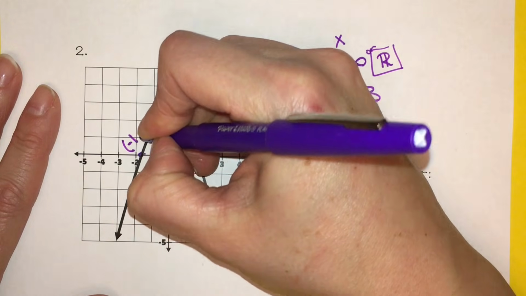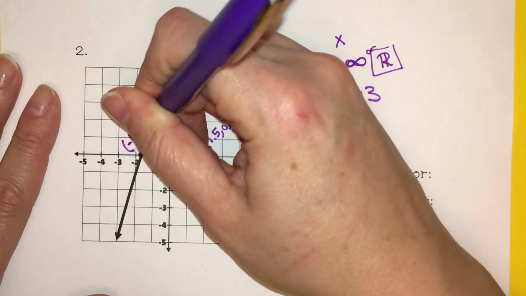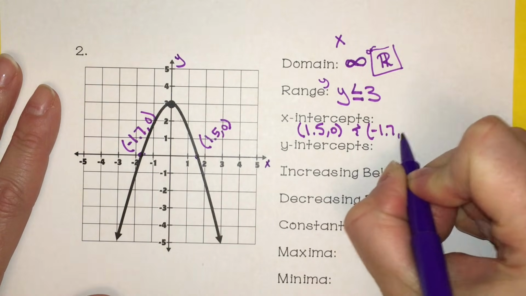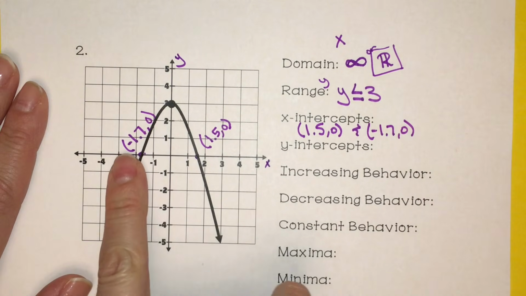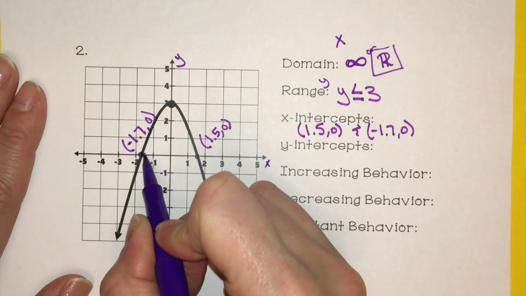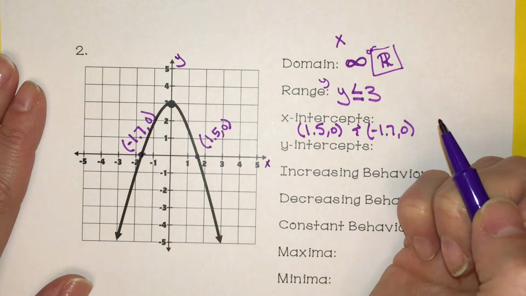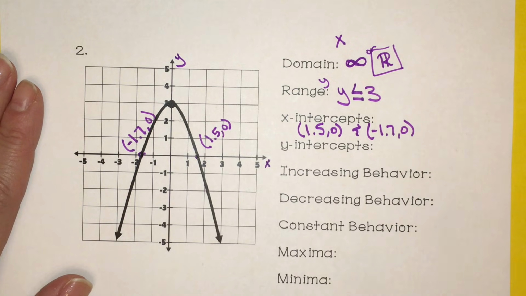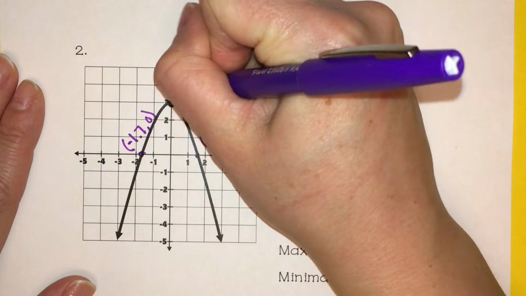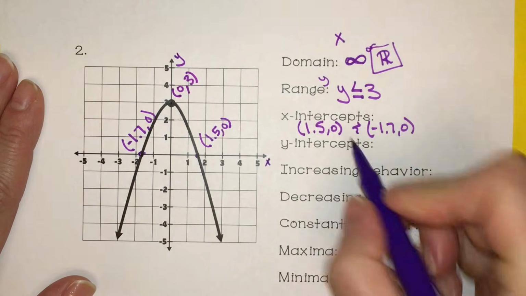And this one looks to be over a little bit more. So I'd say negative 1.7 even, 0. As long as you are close to what I said, because it does look like it's not exactly halfway in between -1 and -2. Within a couple decimal points, I would accept. All right, y-intercept goes to the y-axis where x is 0, y is 3.